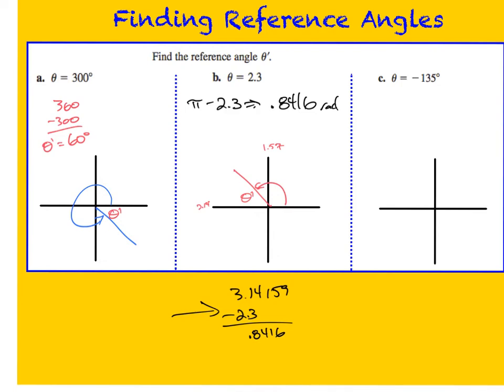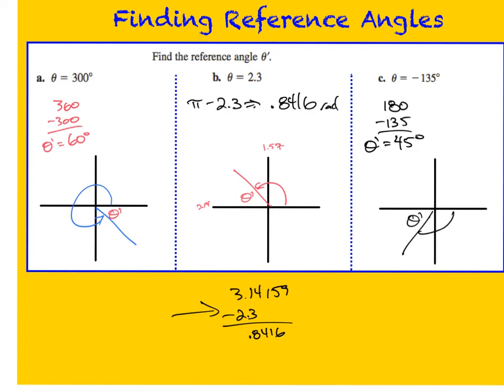All right, so then negative 135 degrees. What quadrant is that in? Third quadrant. It's right here. And I need to find this theta prime. So what do I need to do? I need to add 180 to it, exactly. So now I'm going to say 180, which is really subtracting 135, and I end up with 45 degrees. So my reference angle is 45 degrees.